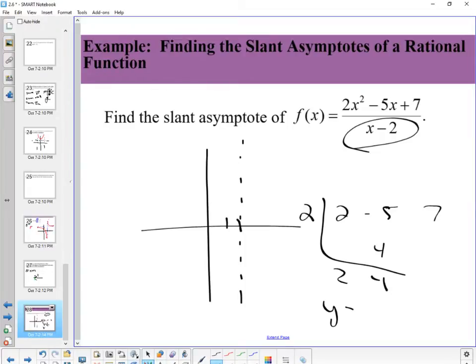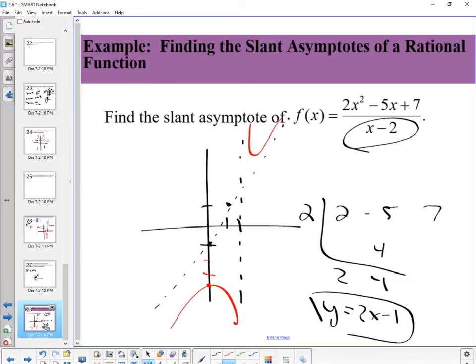This is going to be y equals 2x minus 1. That is the equation to the oblique asymptote. So I graph that bad boy. Negative 1, and I'm going to go up 2 to the right 1. So it looks like that. Now, since we already had a y-intercept of negative 3 halves, 1, 2, 3, and a half, we know it's going to have to be down here, and the other piece would have to be up there.